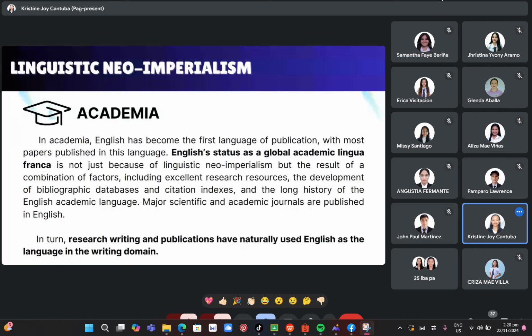combination of factors. This includes the excellent research resources, the development of bibliographic databases and citation indexes, and the long history of the English academic language. Major scientific and academic journals are published in English. In turn, research writing and publication have naturally used English as the language in the writing domain.